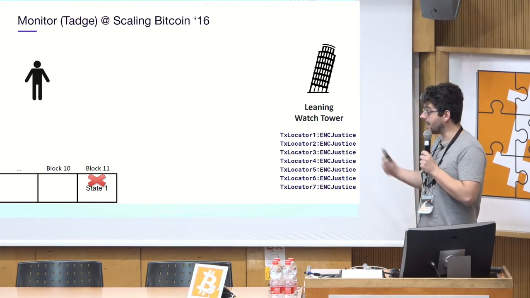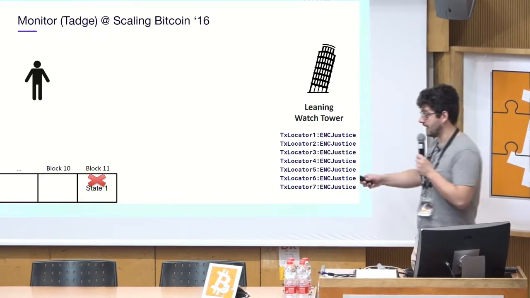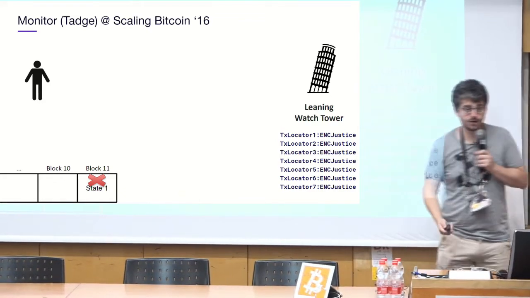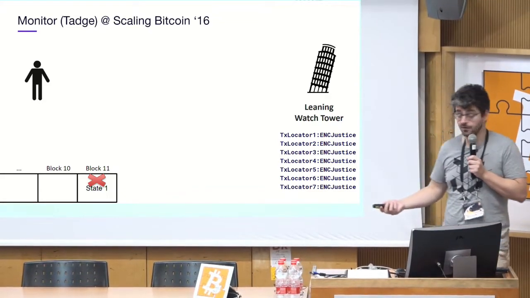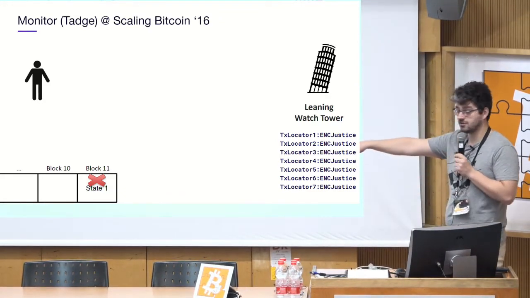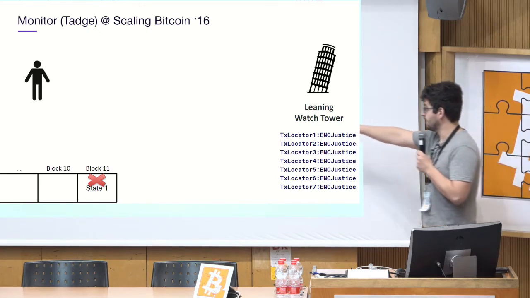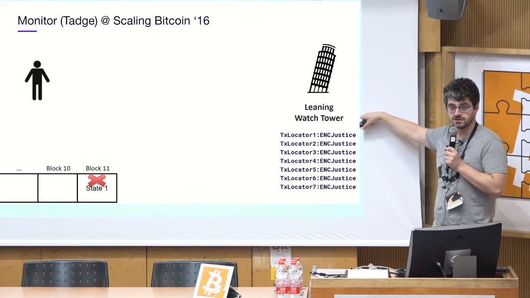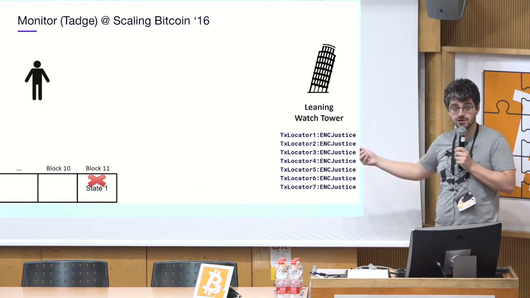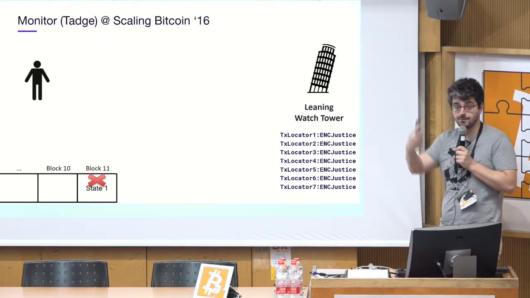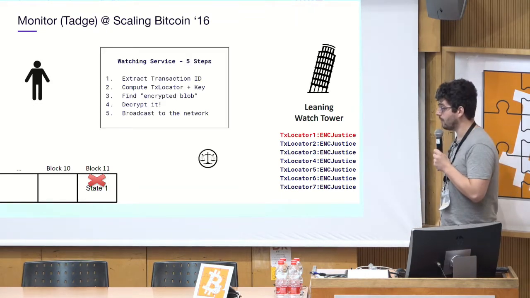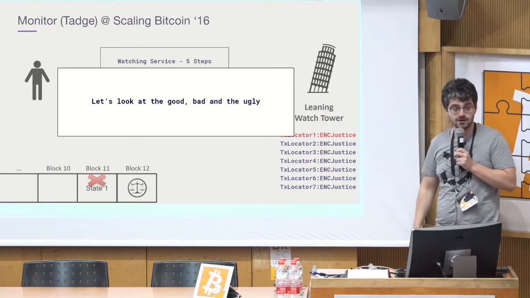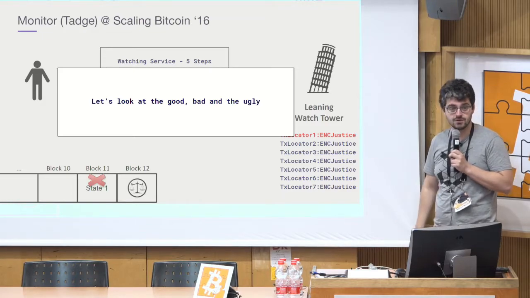Okay, so what if Bob actually cheats and broadcasts this revoked state? What will the watchtower do? Well, it's really simple. The watchtower extracts the transaction ID. They look up the transaction locator. They'll find the corresponding justice transaction. They now have the decryption key. They decrypt it, and they broadcast that to the network. Boom. And then the watchtower saves the day and resolves the dispute.